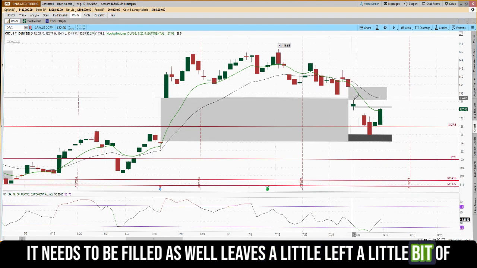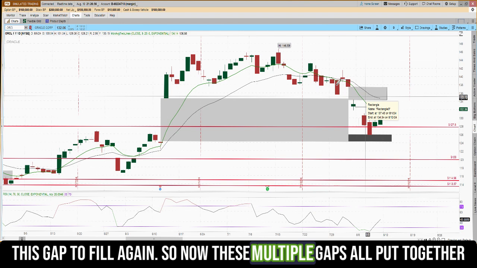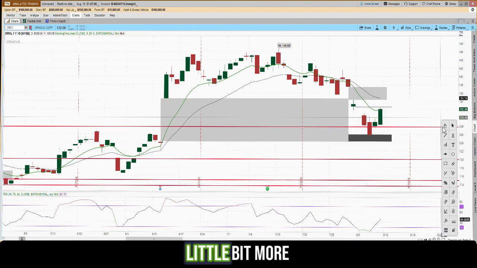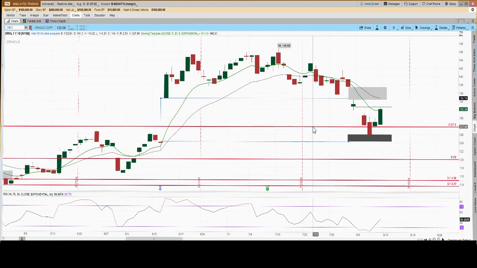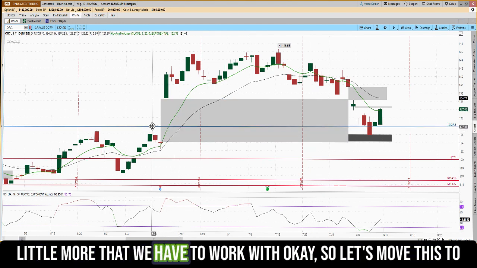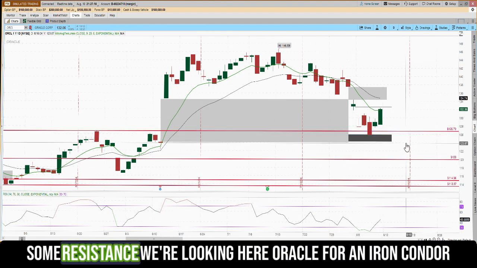Left a little bit of this gap to fill again. So now these multiple gaps all put together make it a little bit more, I won't say difficult, just gives us a little more that we have to work with. Okay, so let's move this to some resistance.